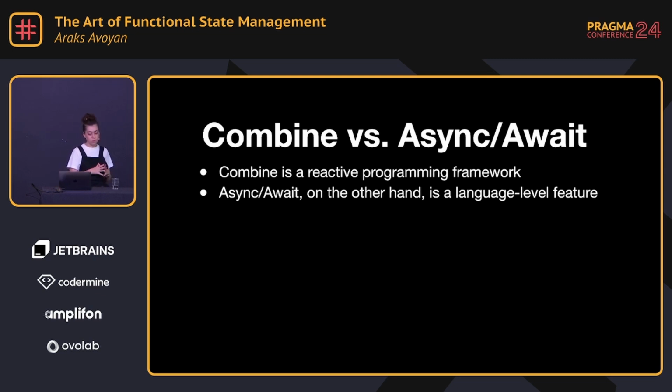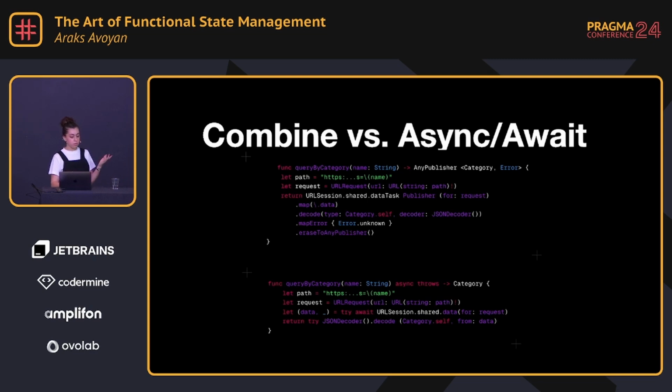I think the main difference between, let's say, functional reactive programming, in this case Combine, and async await is event streams of multiple values versus one value. Let's look at a more practical example. In the Combine block, the code is slightly more complex, and the addition of map, decode and map error help make it more readable.